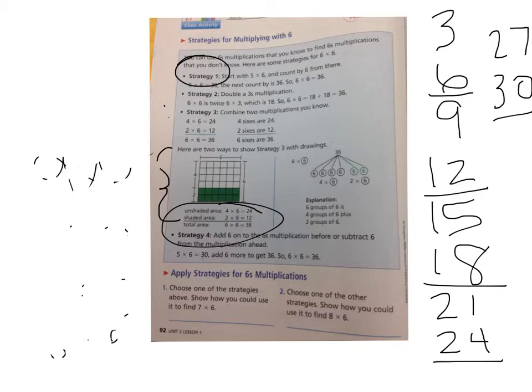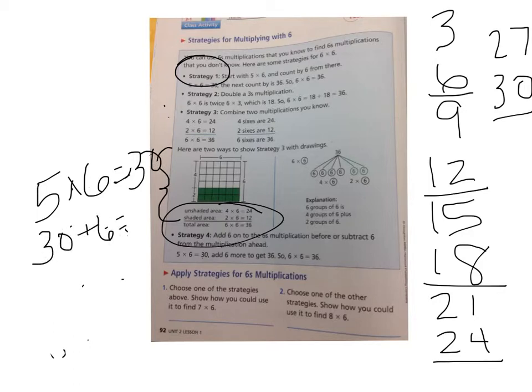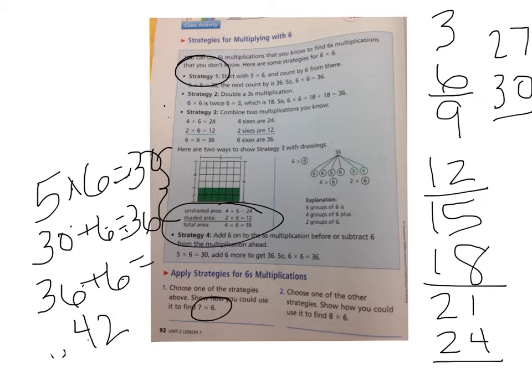So I know that 5 times 6 equals 30. So if I add 30 plus 6, it equals 36. And that's 6 times 6. And now I want to do 36 plus 6 equals 42. And that's going to equal 7 times 6. So I just added on. So I used one of my strategies.